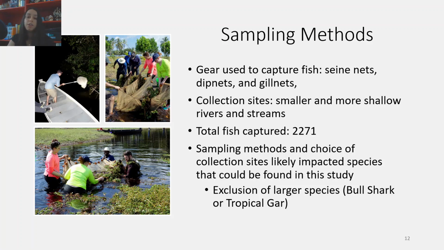It is important to note that the sampling methods and the choice of collection sites likely impacted the species that could be found during this study, as the two tended to favor smaller fishes. This likely resulted in the exclusion of larger species such as bull sharks or tropical gar, which are known to frequent our study area, however would be difficult to capture using the gear we used and in the sites we visited.